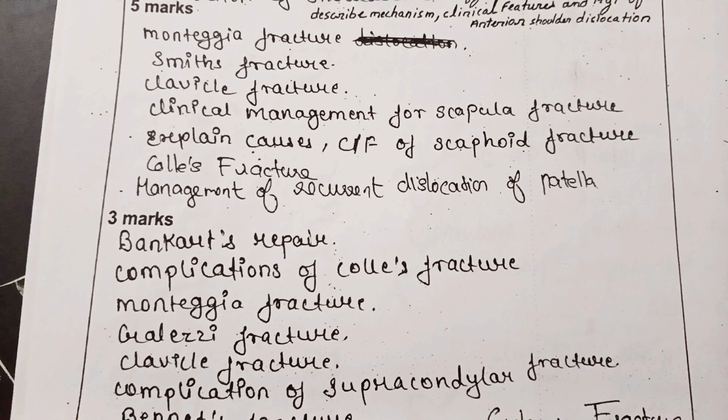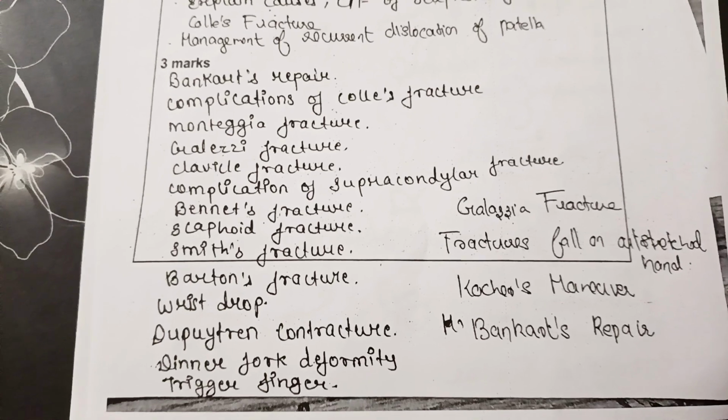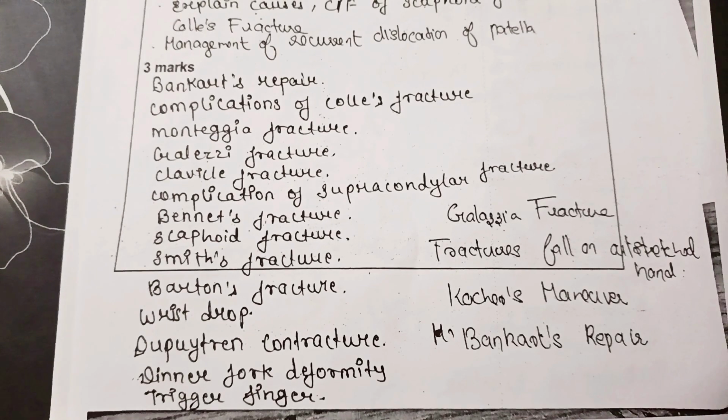First one, Bankart's repair, complications of Colles' fracture, Monteggia fracture, Galeazzi fracture, clavicle fracture, complications of supracondylar fracture, Bennett's fracture, scaphoid fracture, Smith's fracture, Barton's fracture, wrist drop, Dupuytren's contracture, dinner fork deformity, trigger finger, Galeazzi fracture, fractures due to fall on an outstretched hand, Kocher's maneuver, and Bankart's repair.